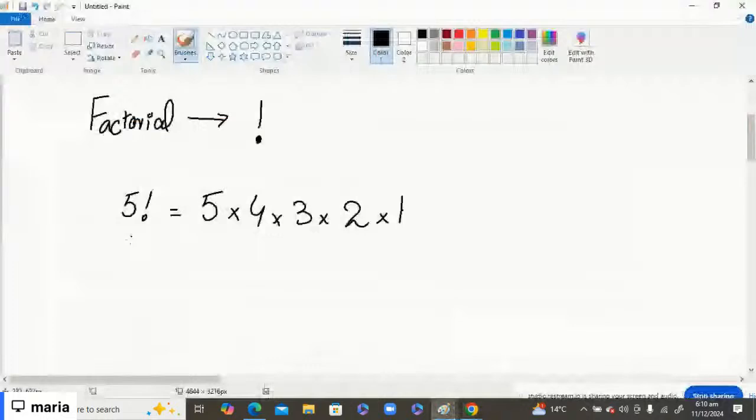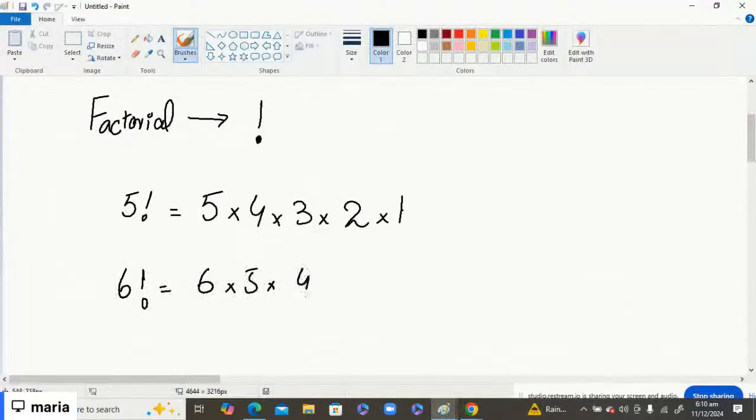Then, for example, here is 6 and then its factorial. What does it mean? Putting 6 and then 5, 4, 3, 2 and 1. Now multiply and write your answer. 5 times 4 is 20, 3 times 2 is 6, and 20 times 6 is 120. Okay, and in this way write the answer here.